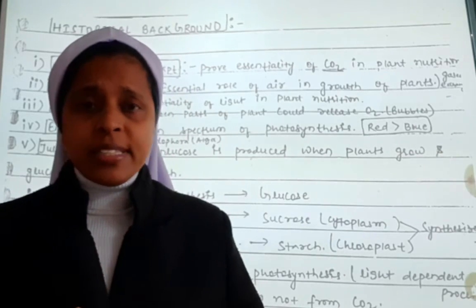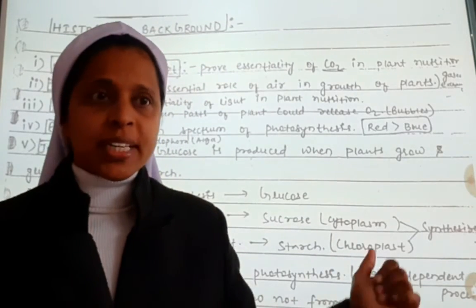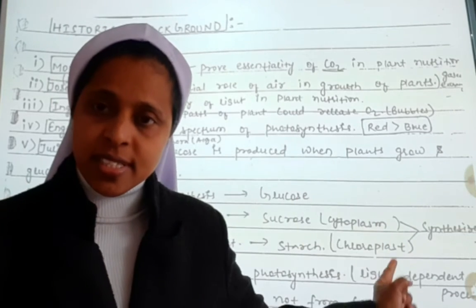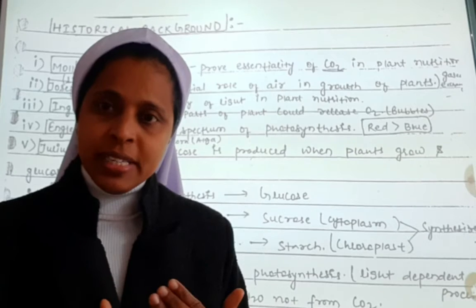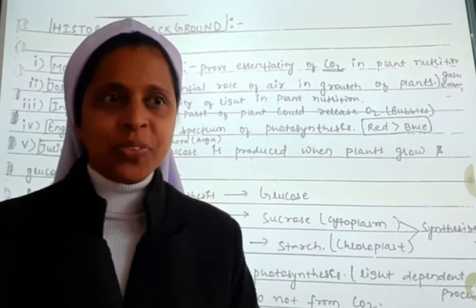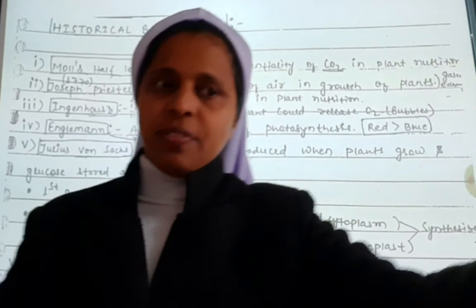And the first storable and visible product, what is it? Starch. The first storable and visible product is starch. Where is it synthesized? It is synthesized in the chloroplast. So it is very, very important.